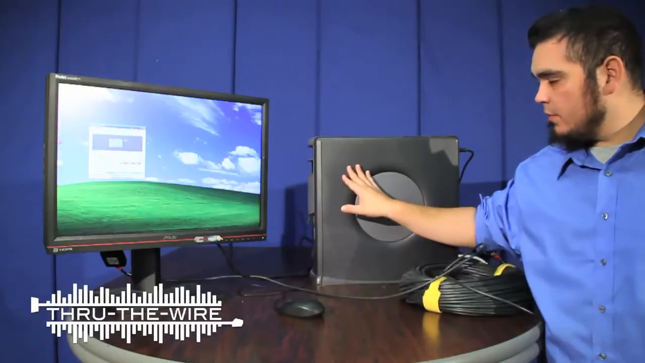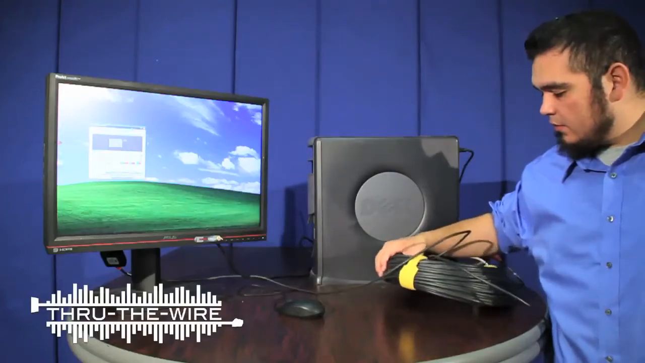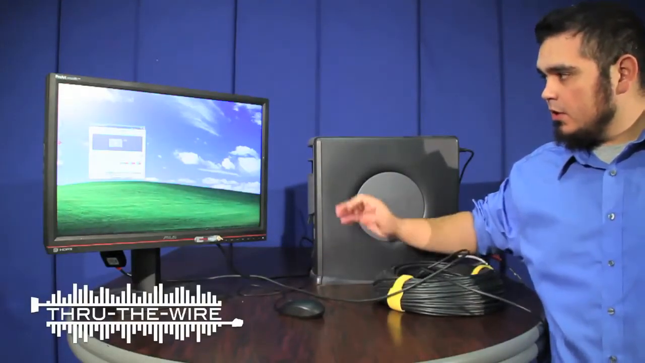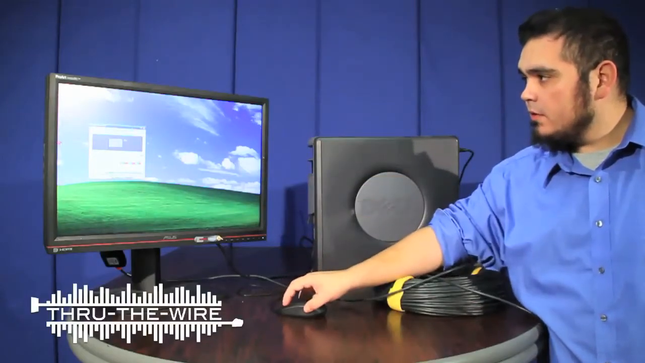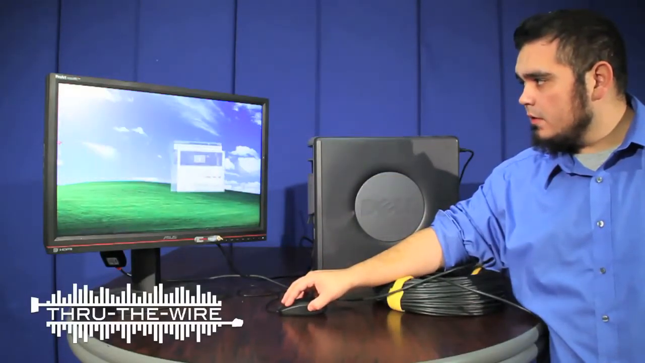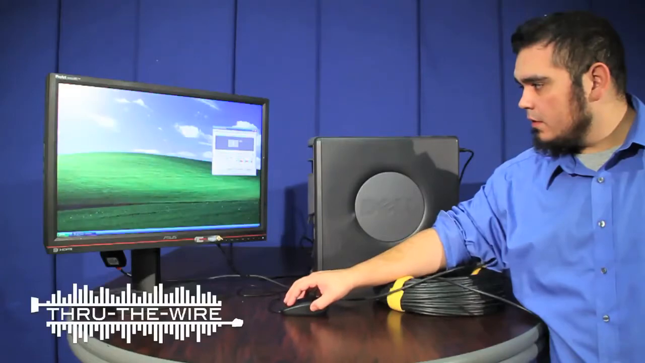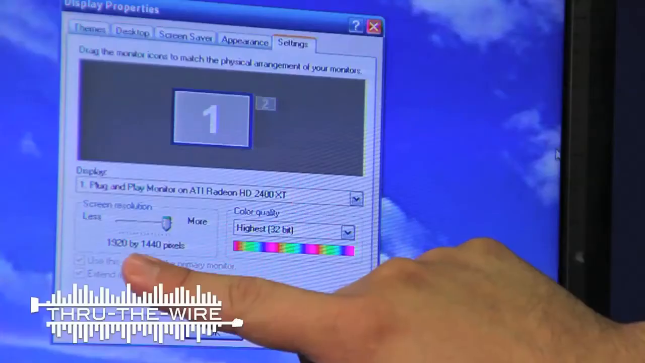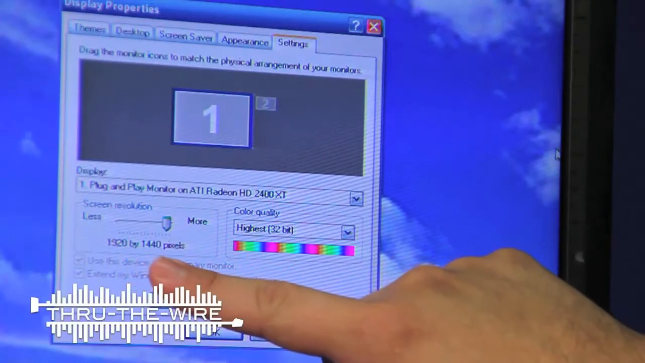And now as you can see, the video from the computer is being transmitted 500 feet over a single networking cable to the monitor. And here you can see the resolution is at 1920 by 1440.